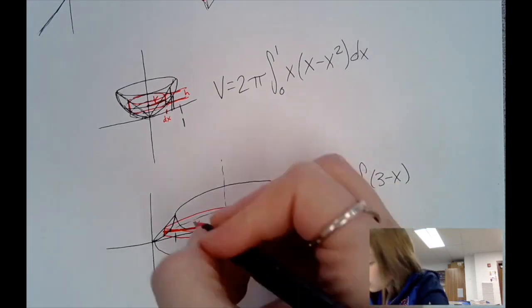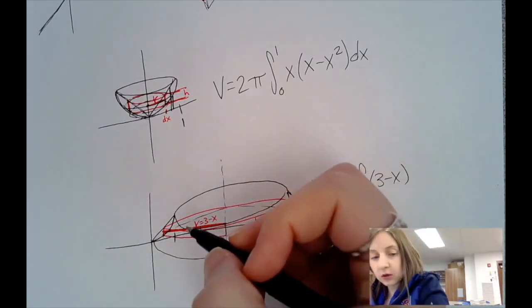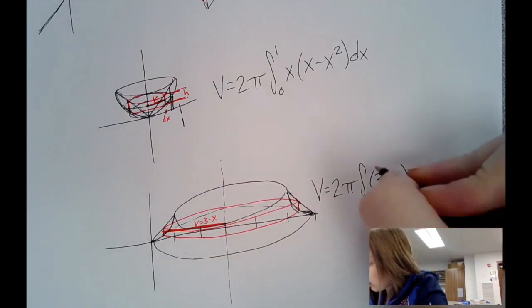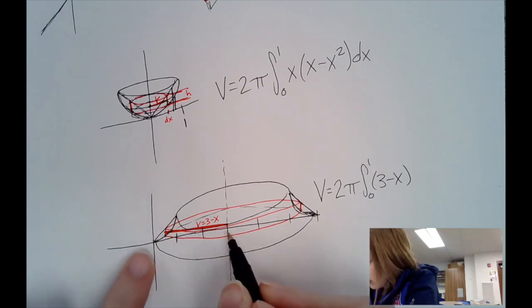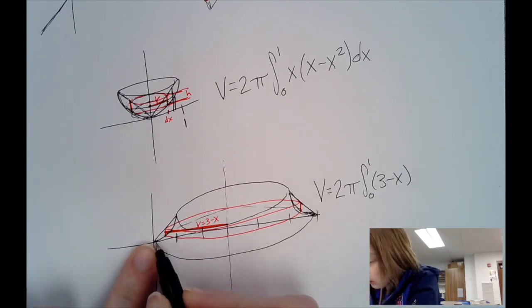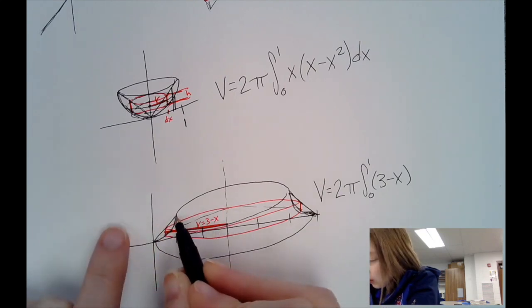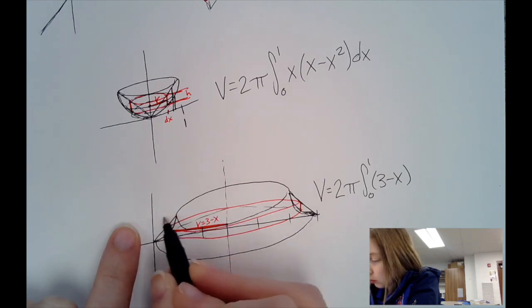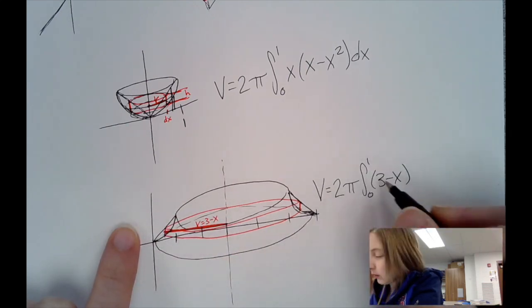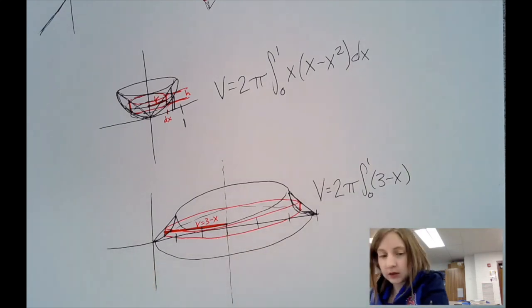Just like before, I still want x to go from 0 to 1. I only want x's from here to here. Right here, I'm going to do 3 minus 0, so I have the full radius of 3. And then my radius gets smaller and smaller up till this point where my radius is 2, which is 3 take away 1. So from 0 to 1 gives me all those radii, from 3 when I plug in the 0, down to 2 when I plug in the 1. So 3 minus x is the radius.